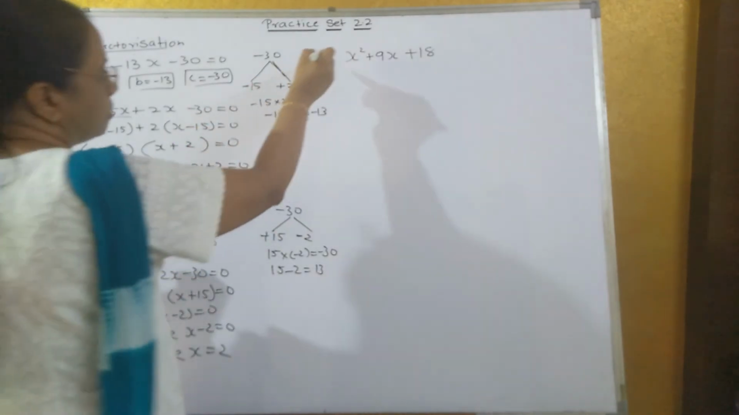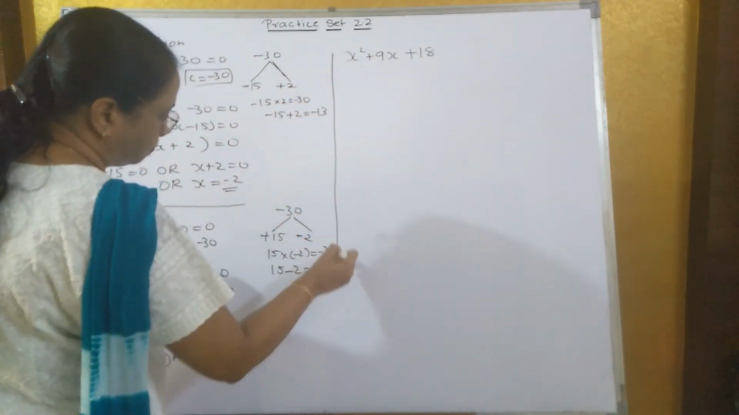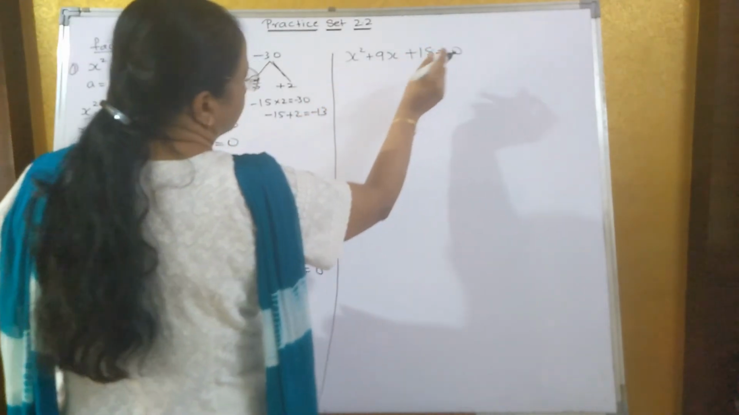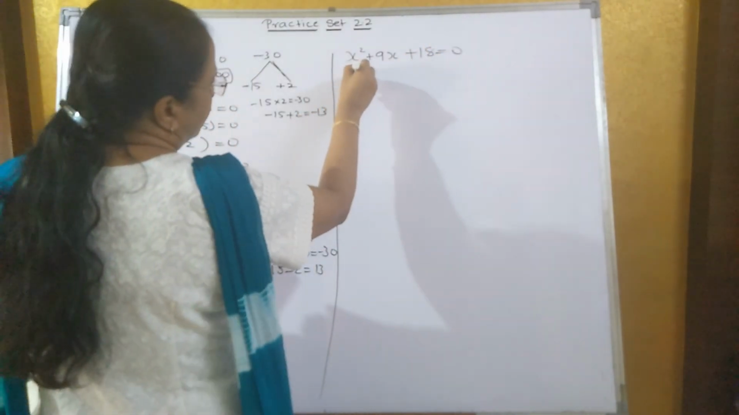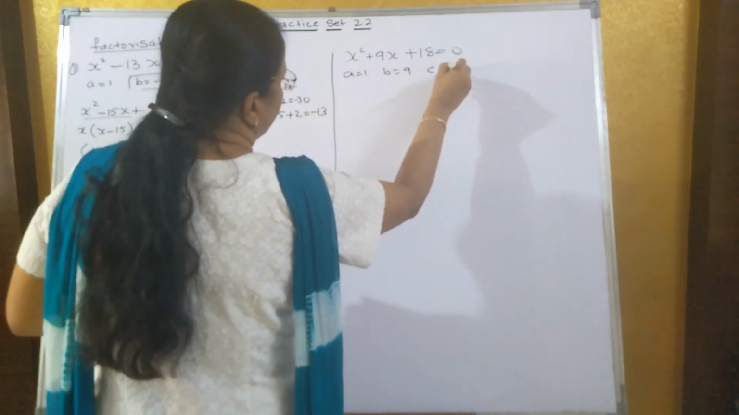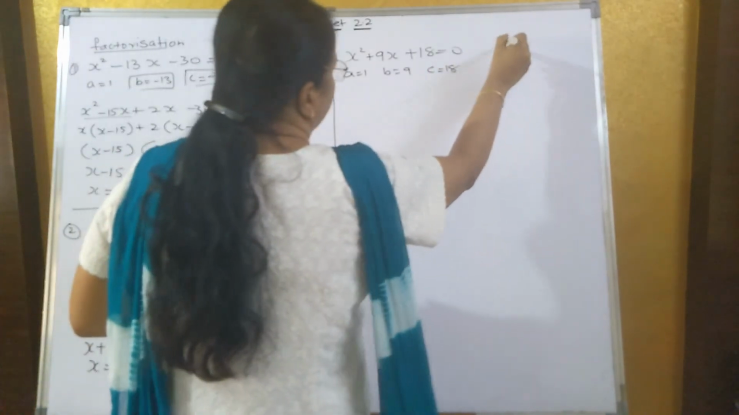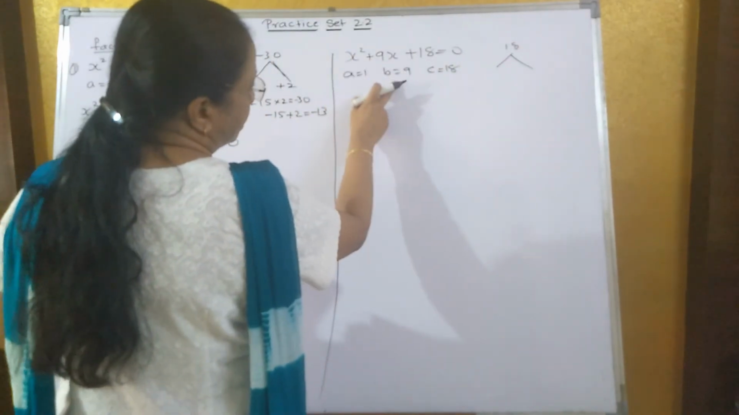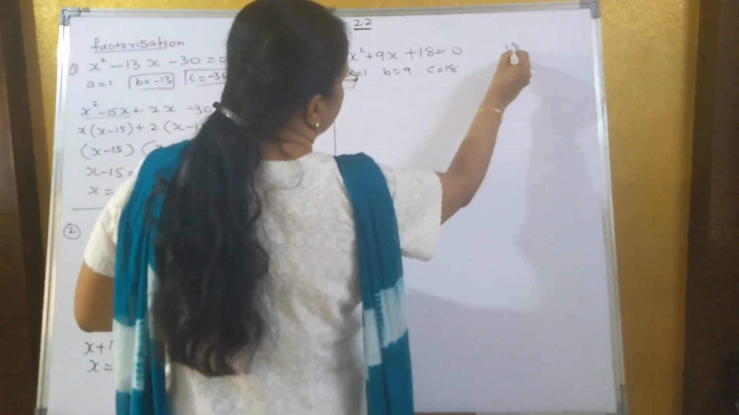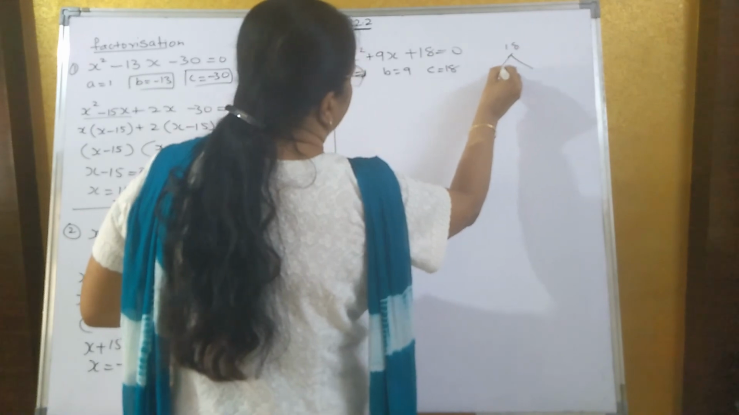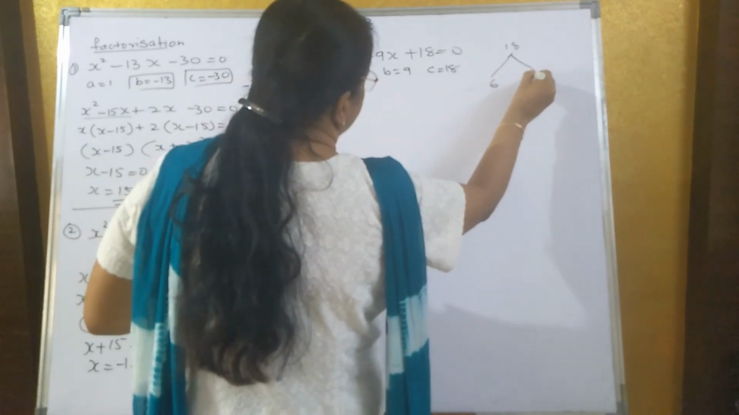If it is a positive value of c, what is supposed to be done? Now here it is positive. A is 1, B is 9, and C is 18. So take the C, it is plus 18. You will add and get the middle term, that is 9. Which are the two numbers that multiply to 18 and add to 9? Those numbers are 6 and 3.